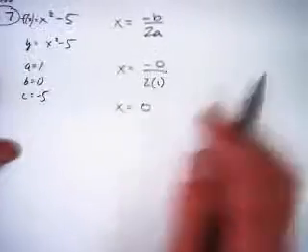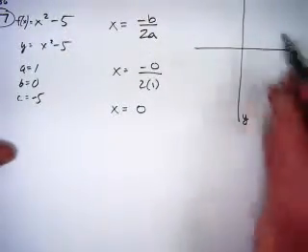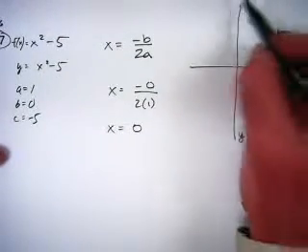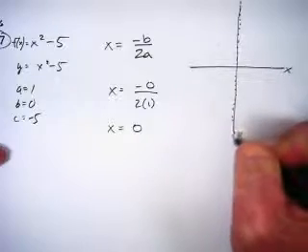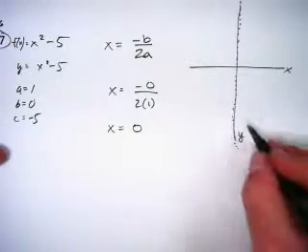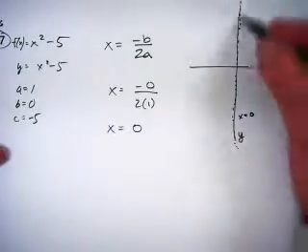So the axis of symmetry for this graph, if that's our y and that's our x, is going to go right through x equals 0, which is the same exact thing as the y-axis. So our axis of symmetry is x equals 0. This parabola is going to go right through here, that's going to cut it in half.